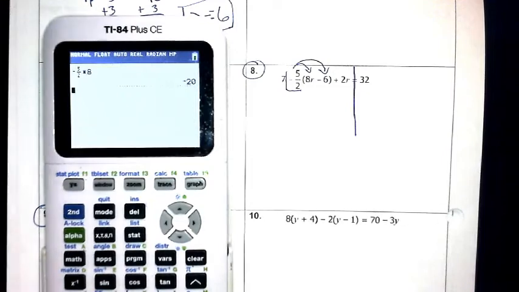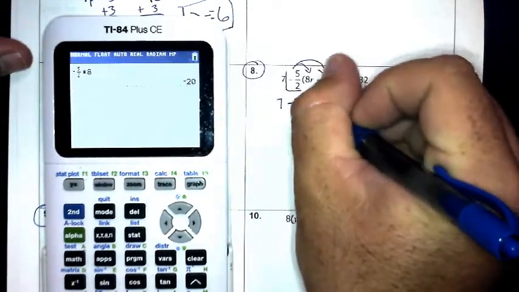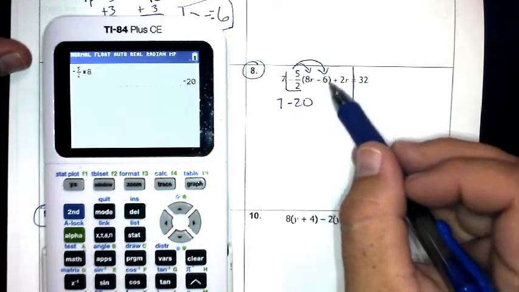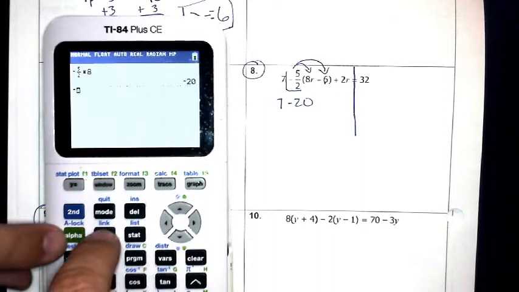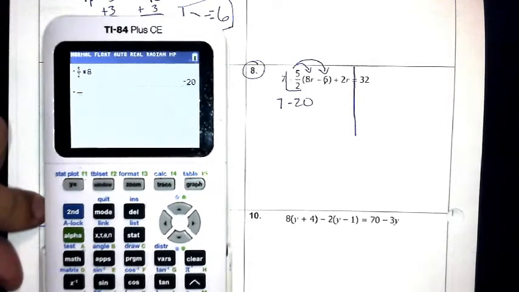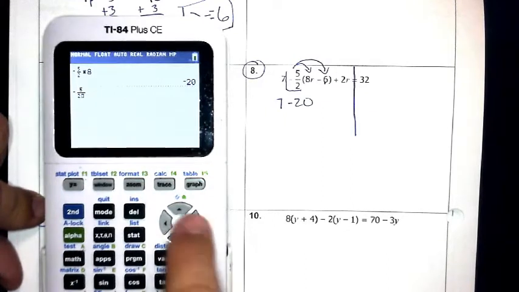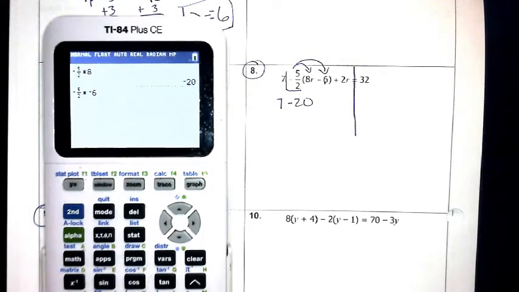Now I need to figure out the same thing, but with the negative 6 here. So negative, alpha, x, t, theta, nu. That's what that button is. 5 over 2 times negative 6. Someone other than Coach Kimball answering it, what do I get? I get 15, positive. So I got plus 15.